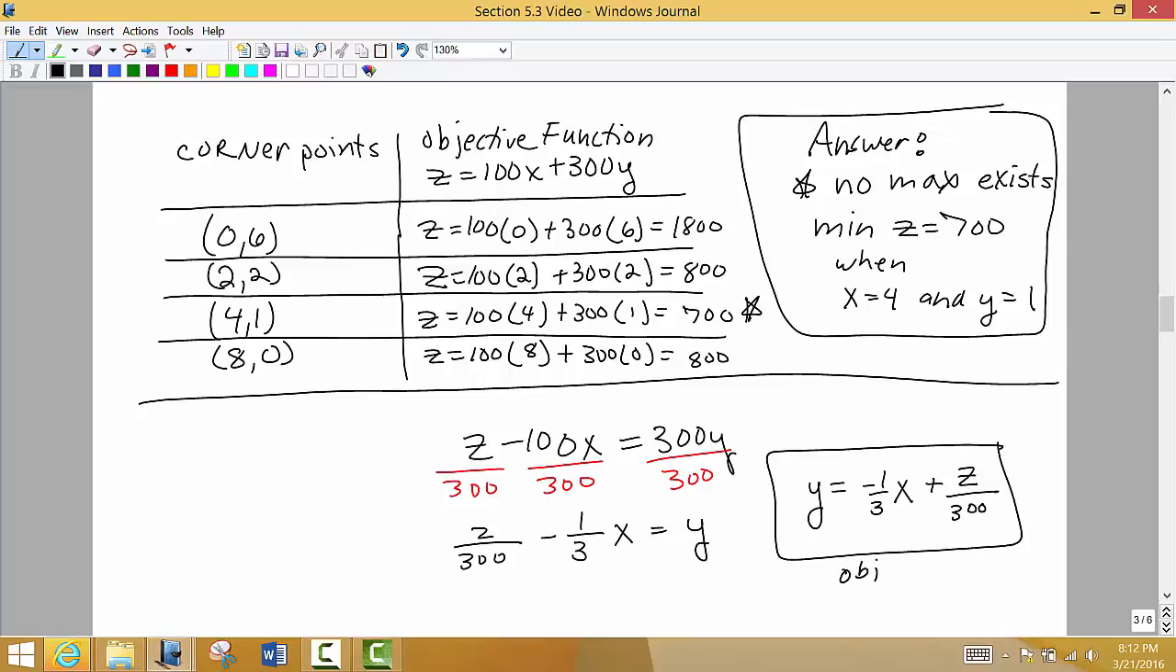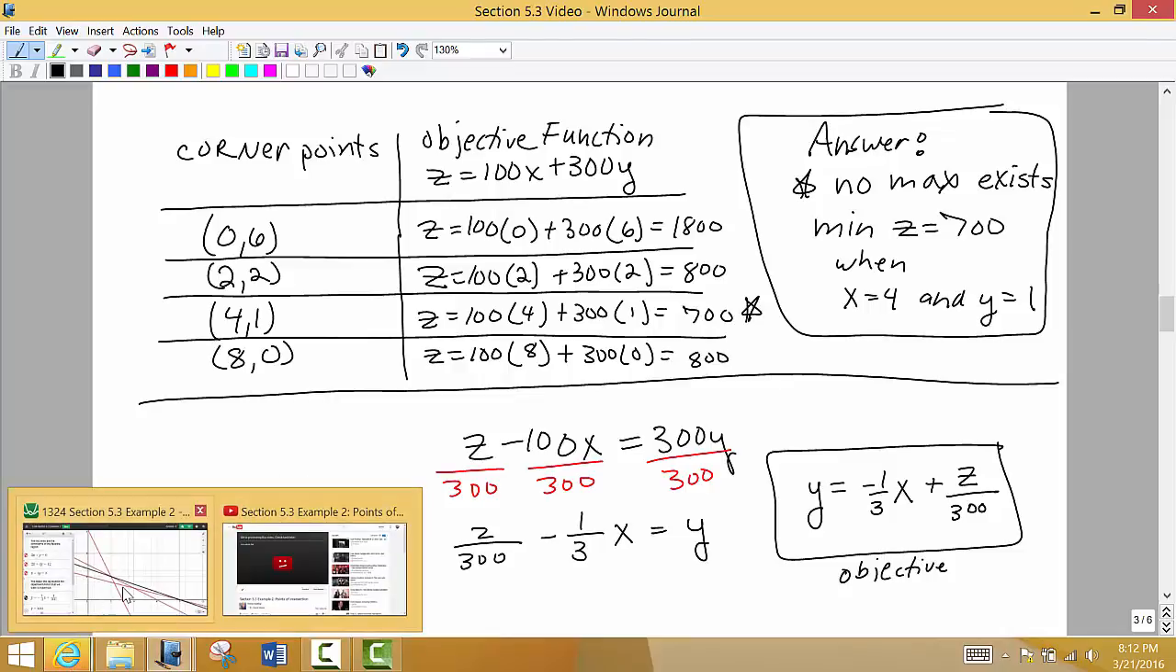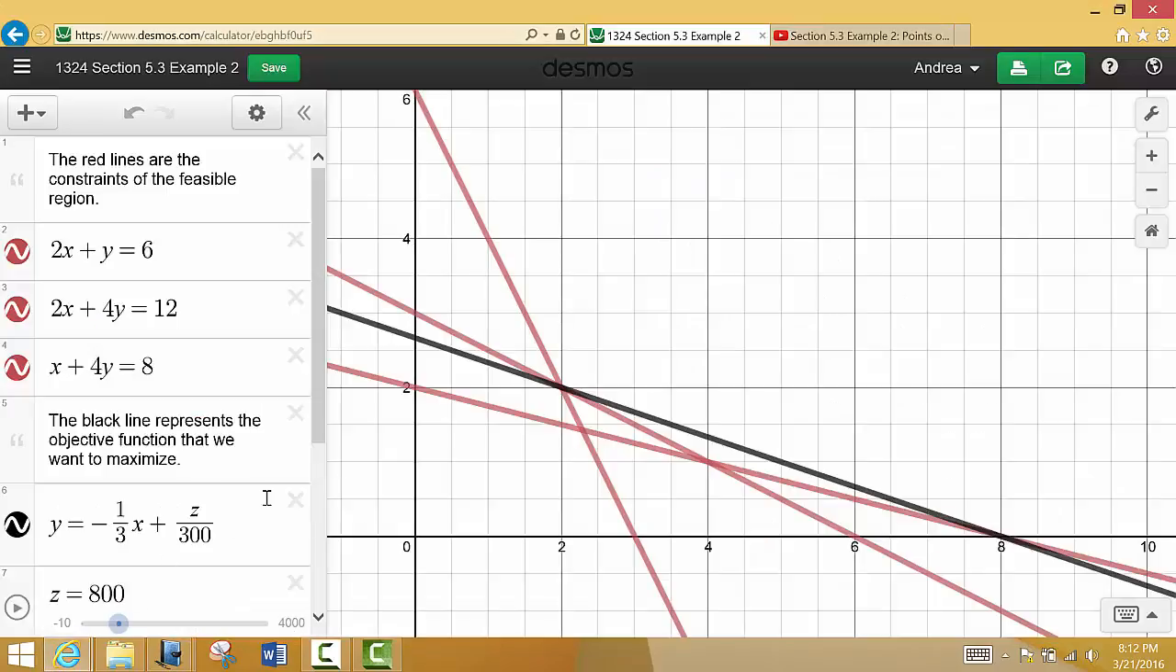So I'm going to graph this once again in Desmos. So I'm taking my objective function, rewriting it as a line, y equals mx plus b. And I'm going to plug this into Desmos, and we're going to observe why this is working. So this is our feasible region that we just graphed. So the black line here is my objective function that we just rewrote.